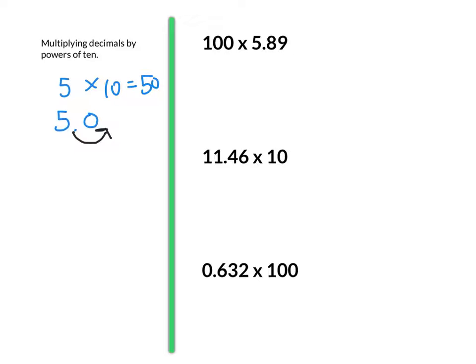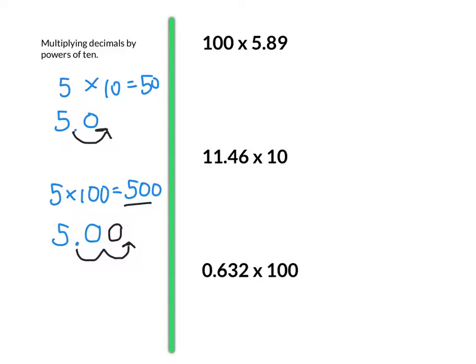Now let's say you have 5 times 100. Now, as you know, that means you would just add 2 zeros because there's 2 zeros in 100. Now again, 5 is equal to 5.0. That's the same thing. And when you multiply by 100, you go 1, 2. So when you're multiplying by 100, you're actually moving the decimal over 2 spots. And so there's an added 0 here, which is how you end up with this answer, 500.